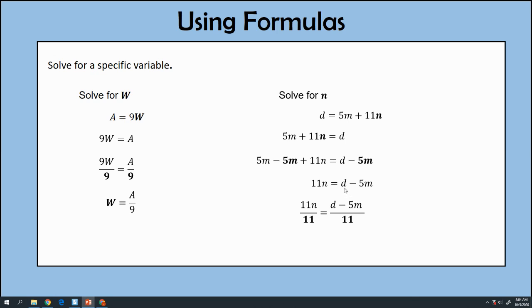Now notice, guys, I don't divide the d or the 5m by 11. I divide d minus 5m by 11. This is a quantity. This answer is going to get divided by 11. You've got to write it like this. Okay, now the 11 here is going to cancel to give me a 1. And this I'm just going to leave like this. n equals d minus 5m, a quantity, divided by 11. Okay, so a little bit more challenging there.